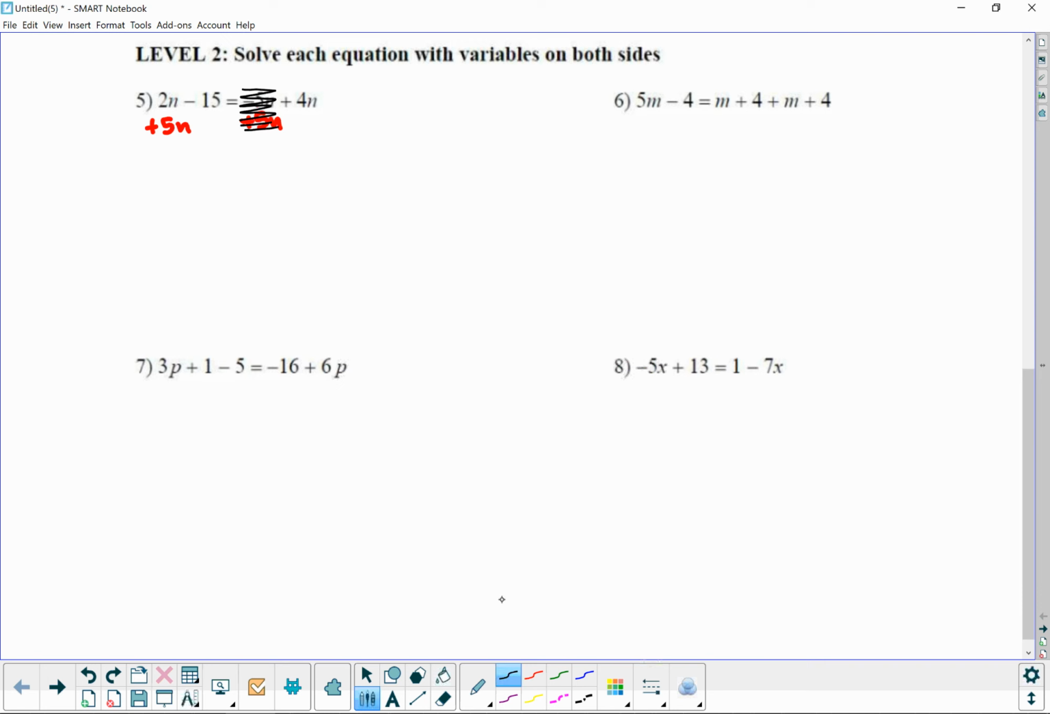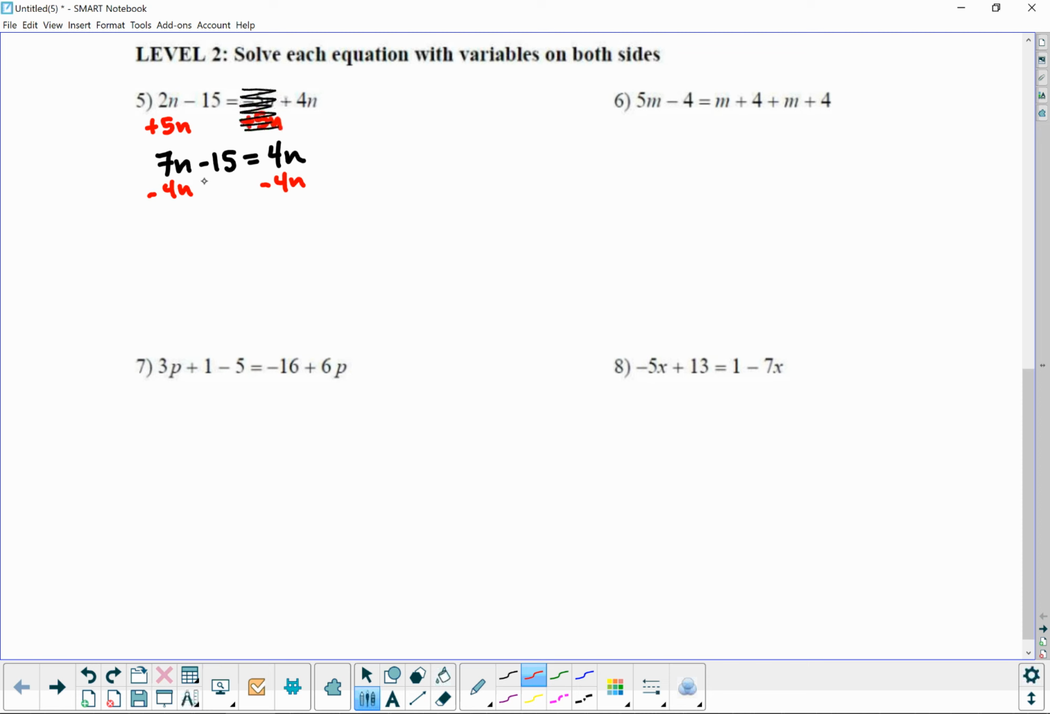So 2n and 5n makes 7n minus 15. That's going to equal 4n. Oh, I forgot. I didn't even see that 4n. I guess I'm going to have to deal with that as well. I could have combined it in the beginning right there. But you can see that I didn't do it, so you can still deal with it now. I'm going to go ahead and subtract 4n.